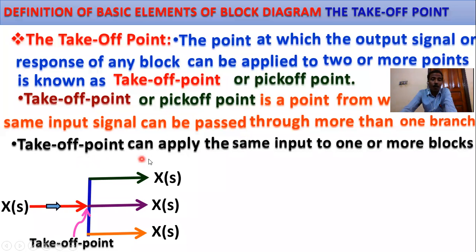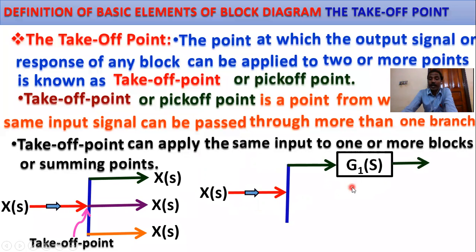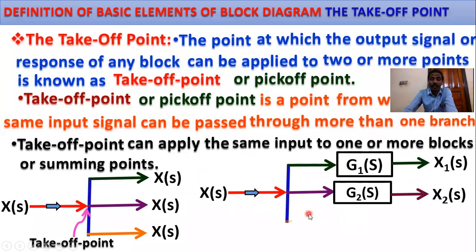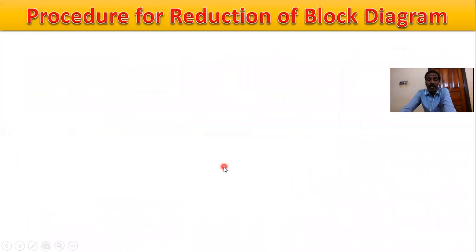Another definition, takeoff point can apply the same input to one or more blocks or summing points. Suppose this is the X of S, and this is the direction of the signal, and first block G1 of S or plant gain G1 of S and the output X1 of S, and second block G2 of S and output X2 of S, third block G3 of S and the output X3 of S. This is the input for G1, G2 and G3, input to one or more blocks or summing points. So this is the basic idea of takeoff point.